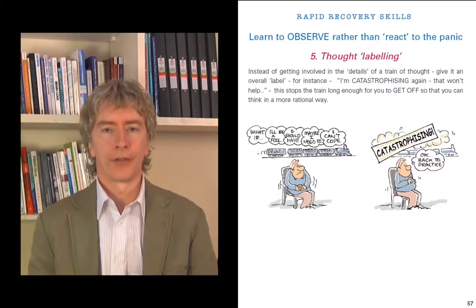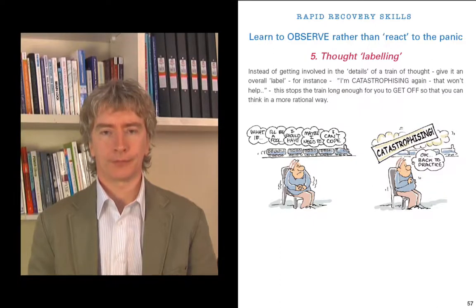Learn to observe rather than react to the panic. Number 5. This is called thought labeling. So the principle is, instead of getting involved in the details of a train of thoughts, you give it an overall label. So let's say you're sitting somewhere and you're feeling fight or flight response sensations and symptoms, and your mind just gets carried away. What's happening? This is bad. I'm never going to get better. What's going to happen to me? What'll I do? I have to get out of here.